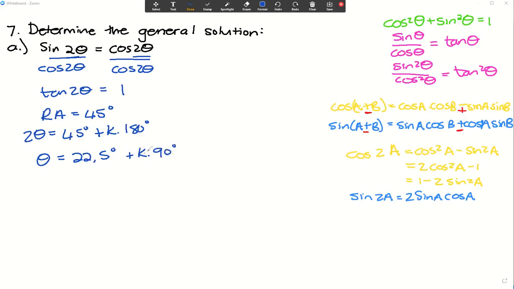So for every cycle on a k, if you put a 1 in there, you're going to add 90. So every 90 cycle, I'm going to find that theta exists at that point. Okay, that's my general solution for that one. Let's try number B.